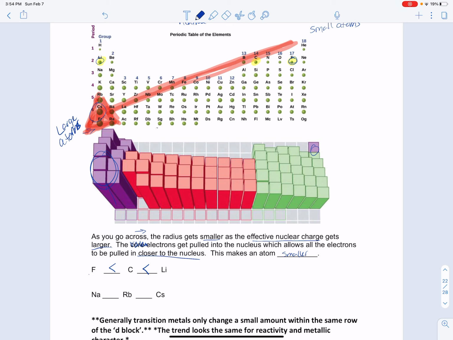And then we're going to compare sodium, rubidium, and cesium. And again, it goes in that direction. Sodium is smaller than rubidium, which is smaller than cesium.